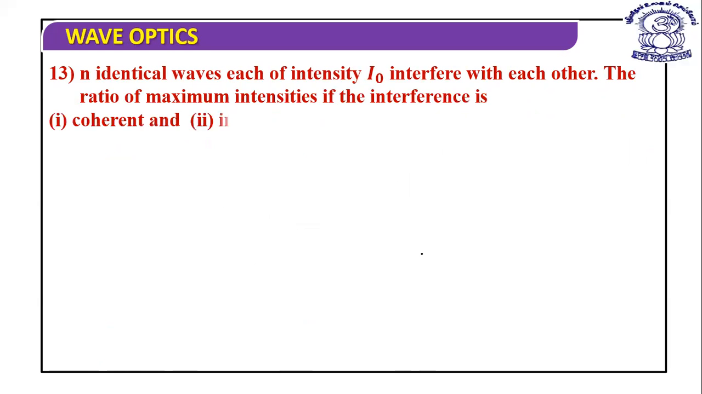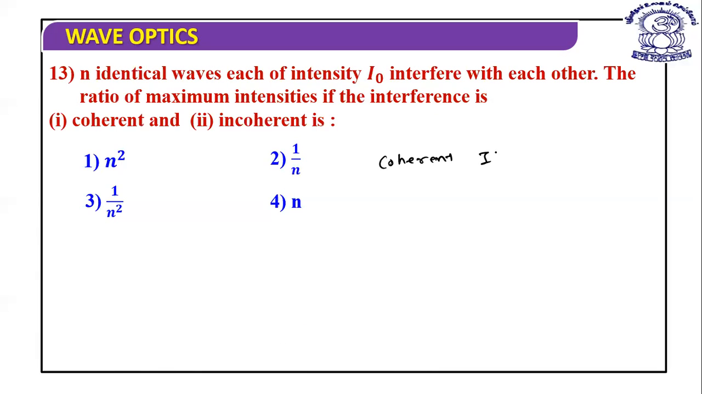n identical waves, each of intensity I naught, interfere with each other. The ratio of maximum intensities, if their interference is coherent and incoherent, is. Here, for coherent interference, intensity is n square I naught, and for incoherent, intensity I dash is n I naught. If we take the ratio, we will get the answer n. So fourth option is correct.